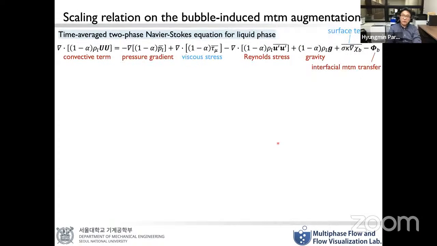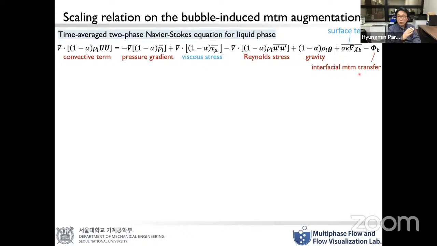So as I mentioned, for this bubble plume problem, we wanted to know what parameter determines the momentum augmentation, and we wanted to relate it to the mixing enhancement parameter. Here we start with the time averaged two-phase Navier-Stokes equation for the liquid phase. This is quite a conventional one. We have the convective term, pressure gradient, viscous stress, residual stress, gravity, and surface tension, and the last one is the interfacial momentum transfer.